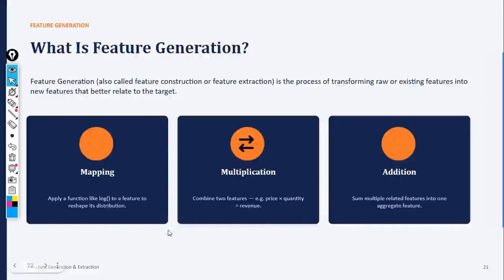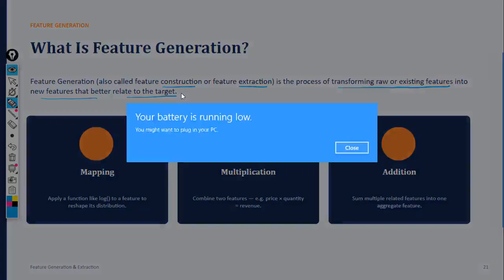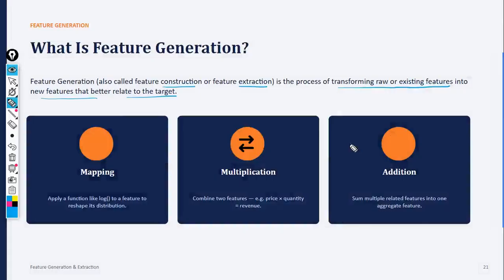So what is feature generation? Already we have talked about a few things, but again we will just go through. Feature generation is also called feature construction. We will construct new features, and feature extraction also, where we will transform raw or existing features into new features that better relate to the target. So once we identify the number of features, what we need to do is extract the relevant features related to our scenario only from the existing ones. For that, we use this strategy of feature generation.